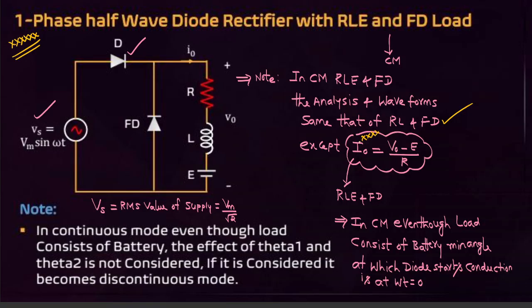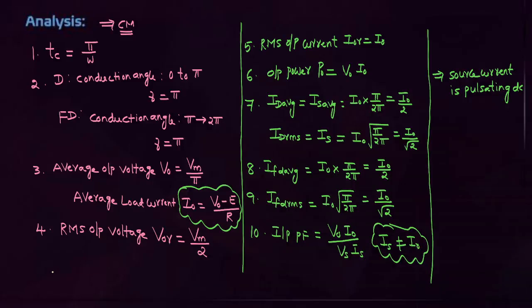In RL and freewheeling diode, I naught equals V naught by R. But in RLE and freewheeling diode, I naught equals V naught minus E by R. V naught minus E. Okay, all the formulas that I have written, please go through these: circuit turn off time, each diode conduction angle, and freewheeling diode conduction angles.